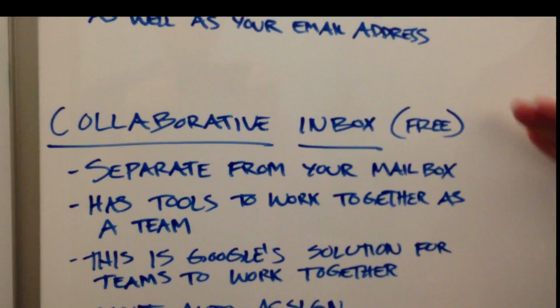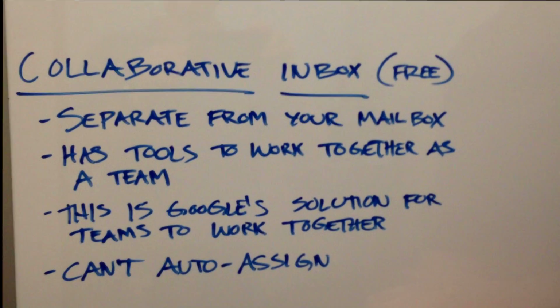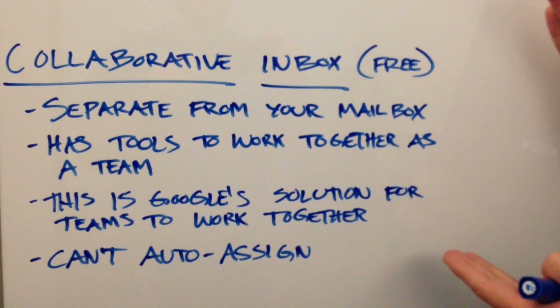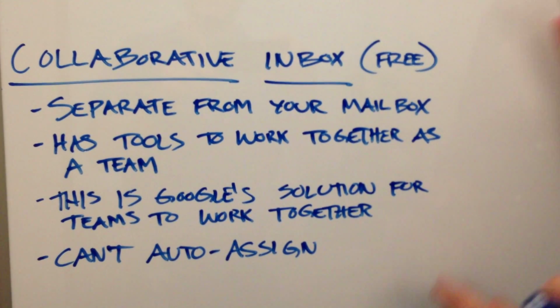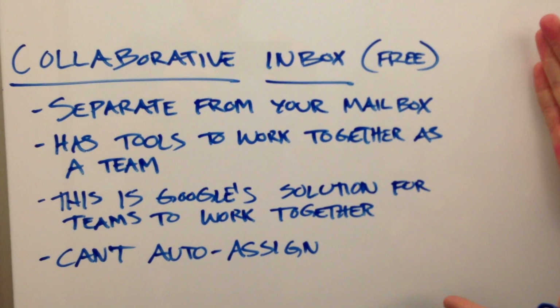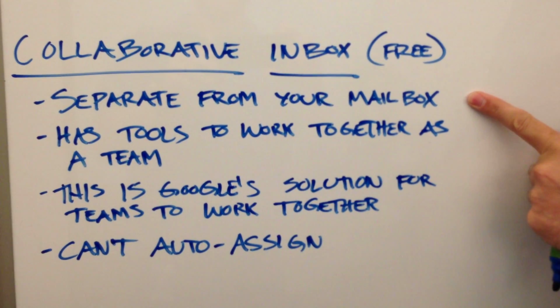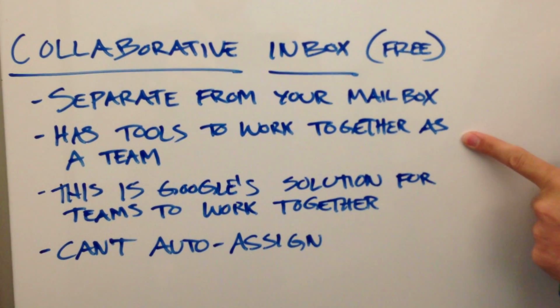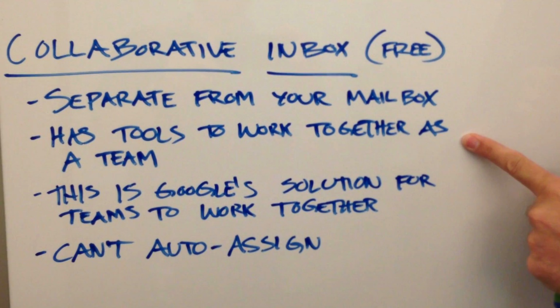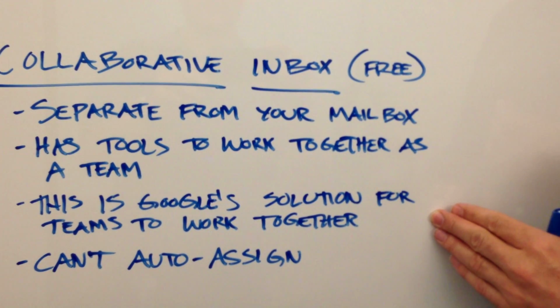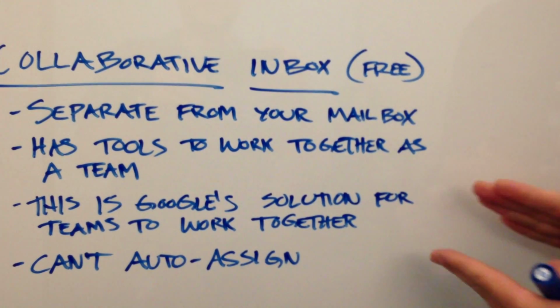Now there are 2 options for that, and that's what we have here: the collaborative inbox, and then the third thing I'll show you is a delegative mailbox. The collaborative inbox, I think, is what we really want as Crew staff for how we work. This really solves our problem. It's a separate mailbox from your own, a whole separate one, but it has tools built into it so you can work together as a team. And this is Google's solution for you to work together as a team moving forward. So all new features and updates are going to get put into here.